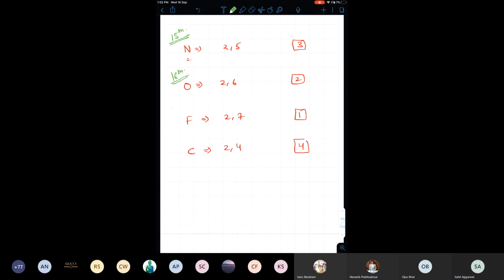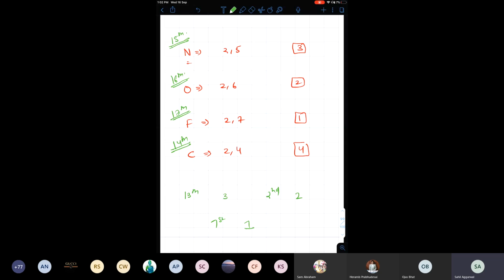16th ग्रुप एलिमेंट, 17th ग्रुप एलिमेंट, 14th group element. Similarly, 13th group element will have 3. Second group element will be 2. First group element will be 1. You must be knowing all these things. वैलेंसी तो आपको पता ही था.